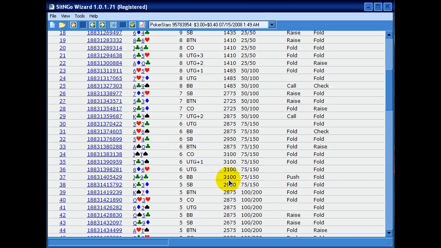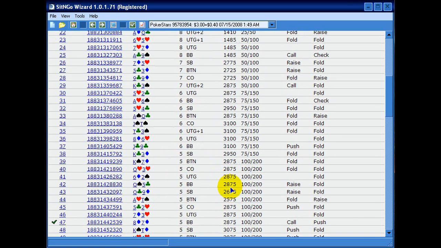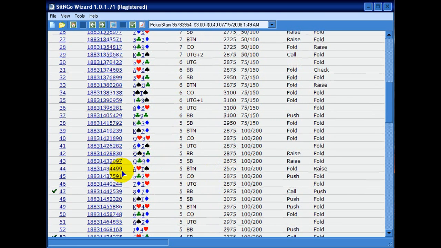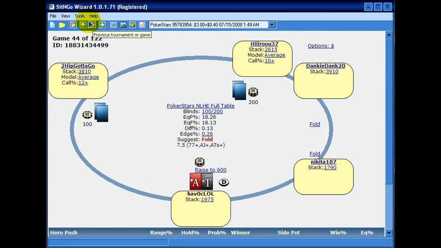And we have nothing really interesting. Just a great deal of folds, and I think we win the blinds here with our raise.